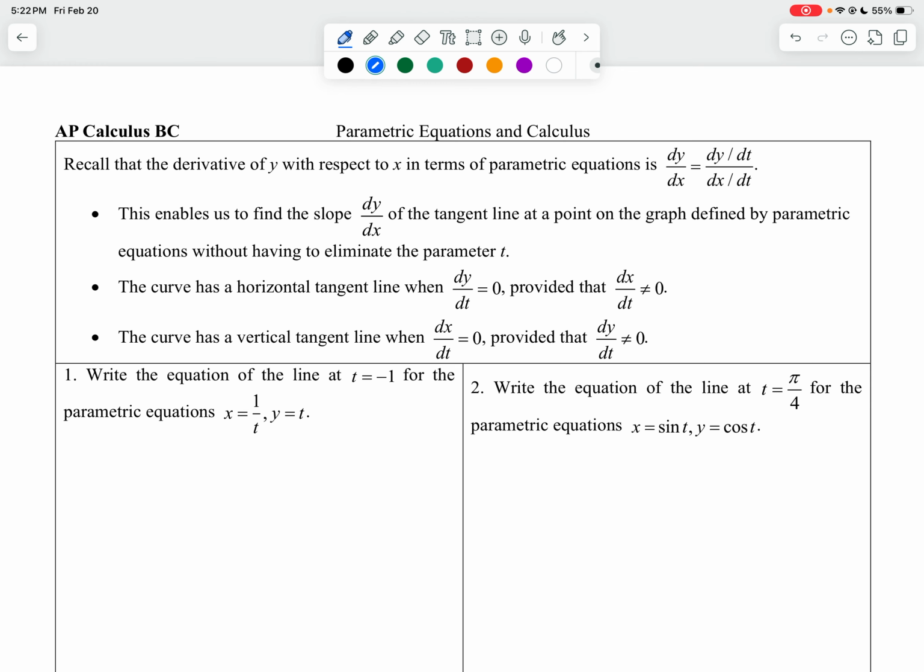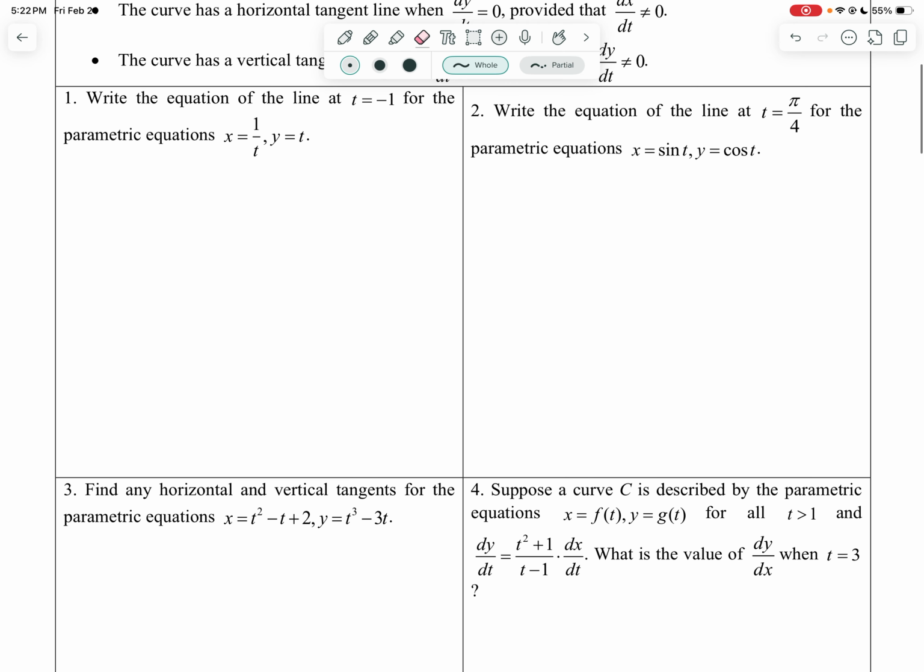Two important things to note. We have a horizontal tangent line when dy/dt is equal to 0, aka whenever the numerator is equal to 0, given that dx/dt can't be 0. And remember, that's because we do not like 0 over 0. Same thing here, we have a vertical tangent line whenever the denominator is equal to 0, so dx/dt is equal to 0, and given that dy/dt can't be 0. We'll probably look more into that whenever we do number 3 there.